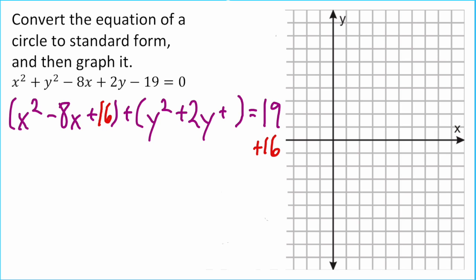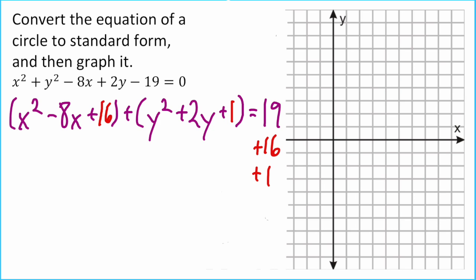And then with the y² + 2y, I can divide that by 2 and square it to add 1 to complete the square. You also might make a generic rectangle off to the side for these to figure out what you need to do to complete the square. So the plus 1 goes on the other side.